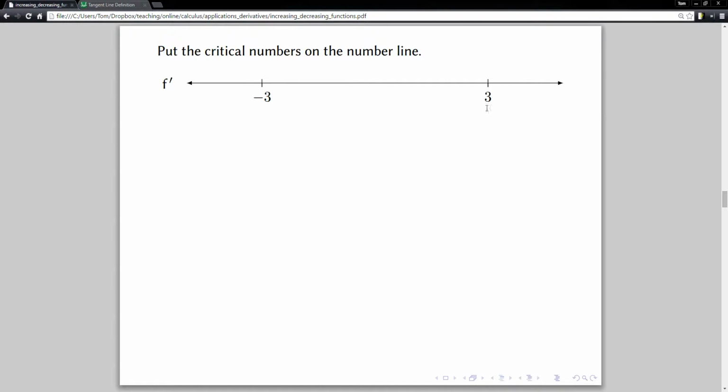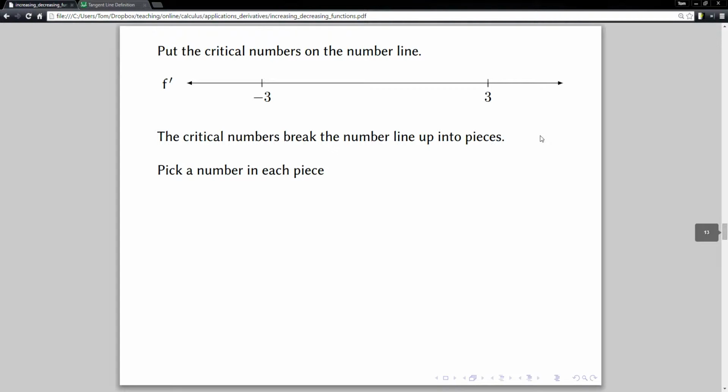So when you put your critical numbers on the number line, it's going to break the number line up into pieces, or the domain of f prime up into pieces. And what it turns out to be is that on each piece, the derivative is either positive on all of those points or negative on all of them. It's either all positive or all negative. Okay? And so what I need to do is just to figure out which one it is on each piece.